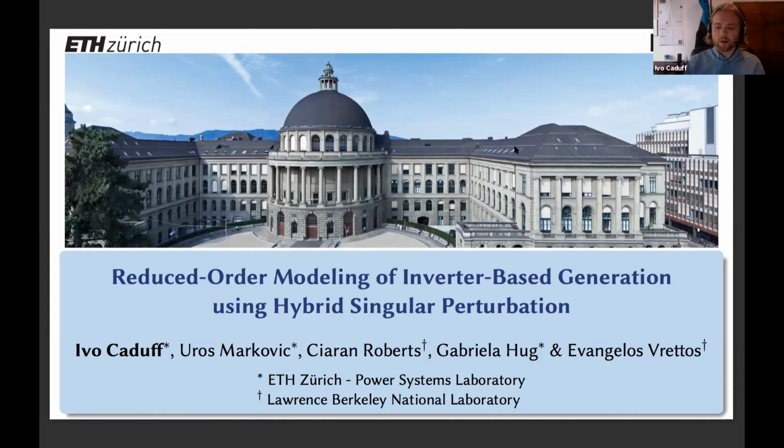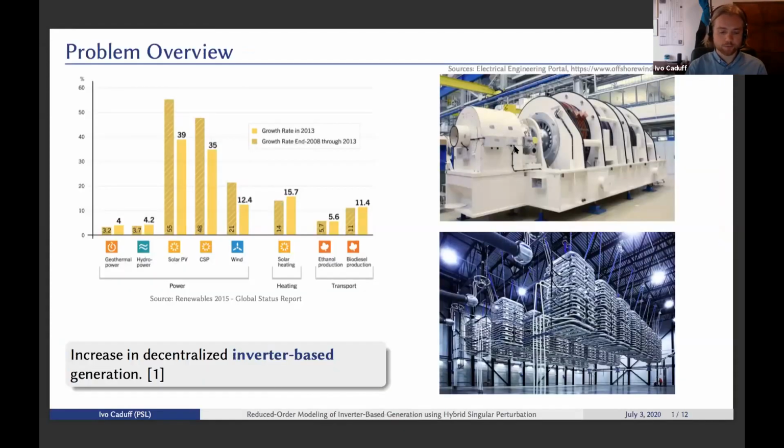So I will use the next 15 minutes to introduce our new model order reduction method based on singular perturbation. But first, let me start off by explaining the background and motivation of this work.